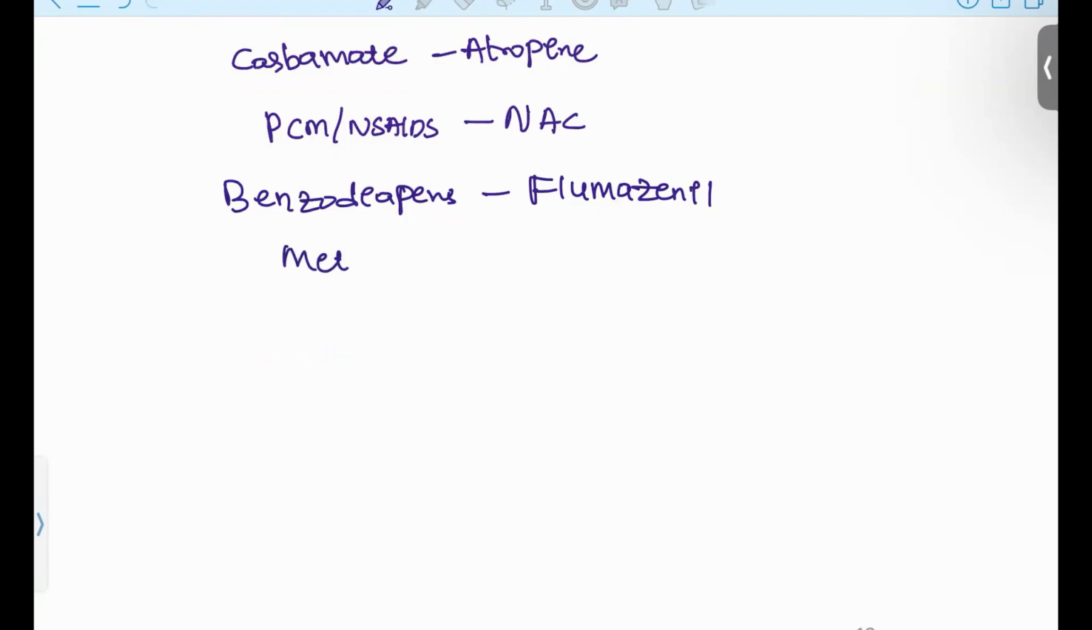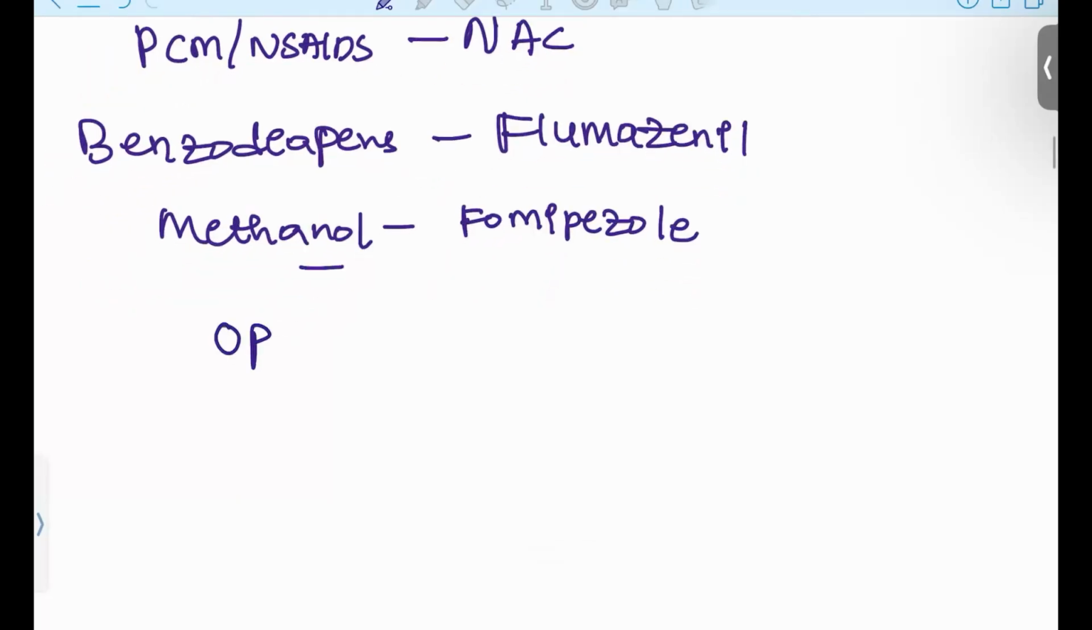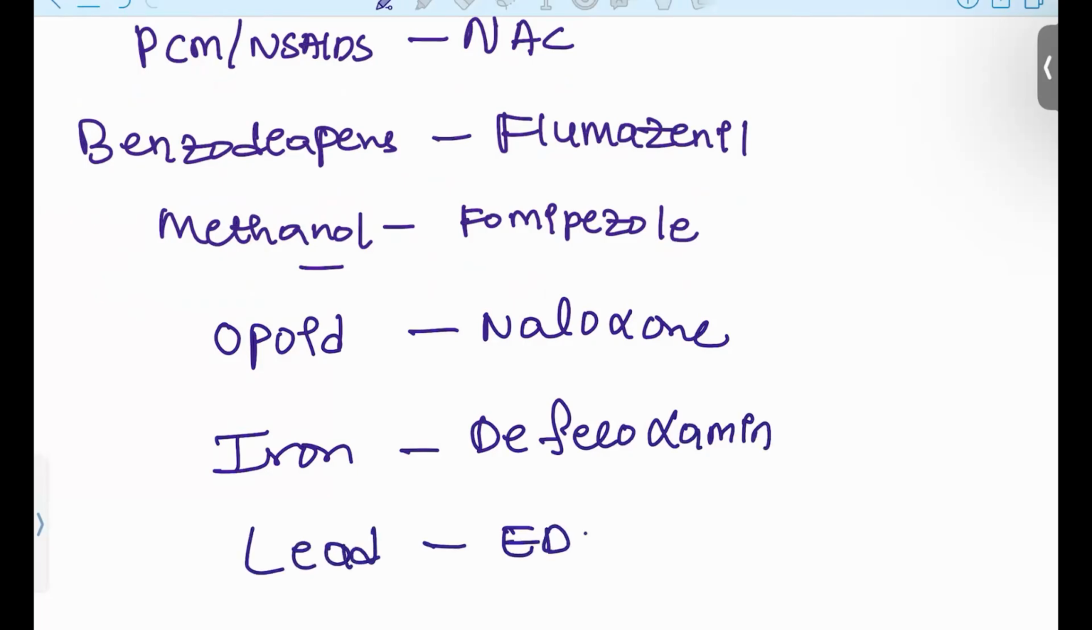Patients taking methanol or another very toxic type of alcohol, in these patients we can give fomepizole. And patients taking opioids, we can give naloxone. For iron toxicity, we can give deferoxamine. And for lead toxicity, EDTA can be given.